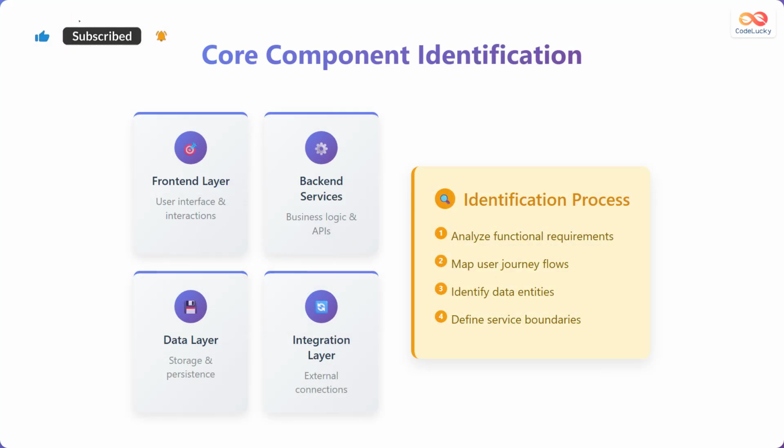Here we focus on identifying the core components of our system. These typically include a front-end layer for user interface and interactions, back-end services for business logic and application programming interfaces, a data layer for storage and persistence, and an integration layer for external connections. The identification process involves analyzing functional requirements, mapping user journey flows, identifying data entities, and defining service boundaries.